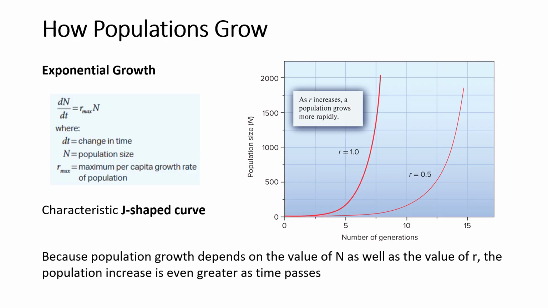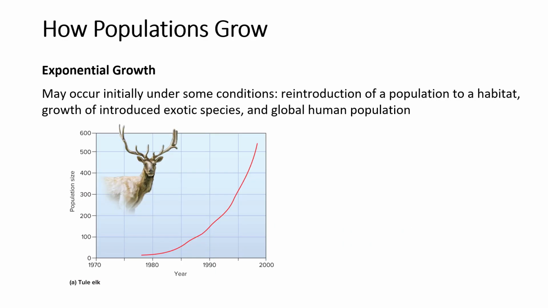Population growth rate depends on the value of N, meaning the existing population size, as well as the growth rate, or how fast it's growing, so the population will increase faster and faster over time. That is known as exponential growth. Now, this isn't always the way populations grow. Most populations don't grow this way, and we'll take a look at some examples of that, but there are some natural examples of exponential growth.